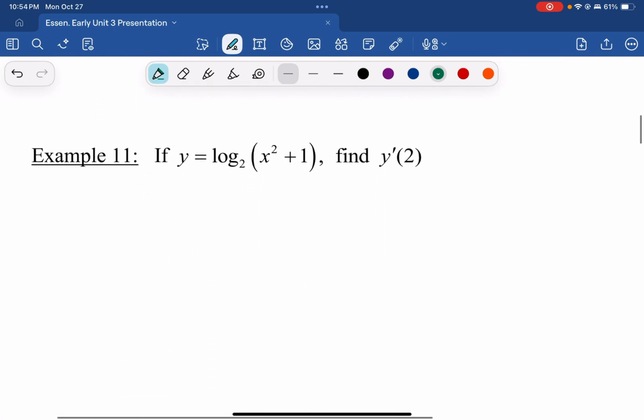Let's look at example 11. If y equals log base 2 of x squared plus 1. Let's make note here. We did an example with this. If we're taking the derivative of a log, let's rewrite that with our u. Then we get u prime over u times the natural log of our base.